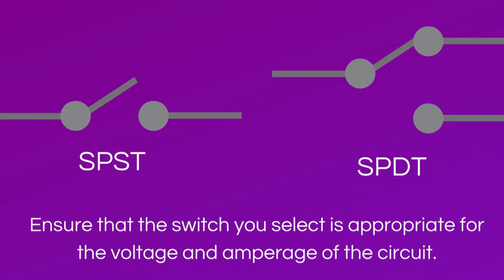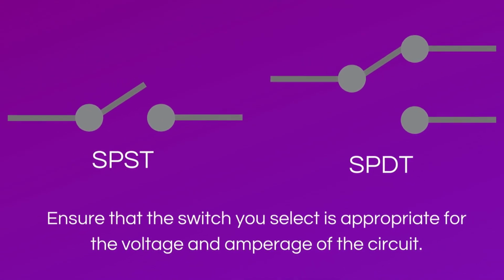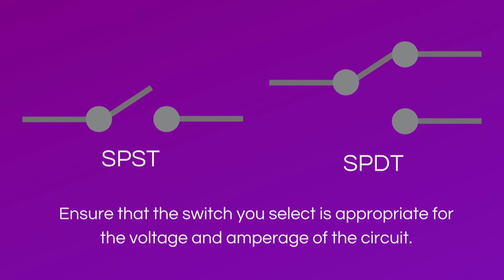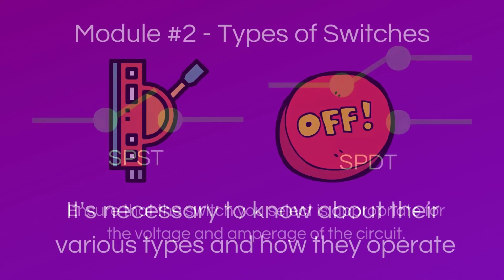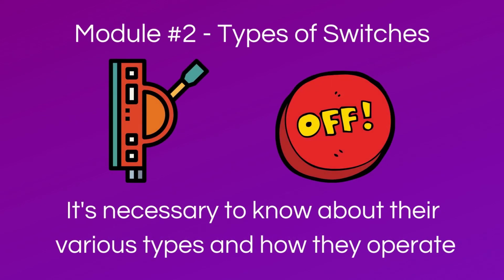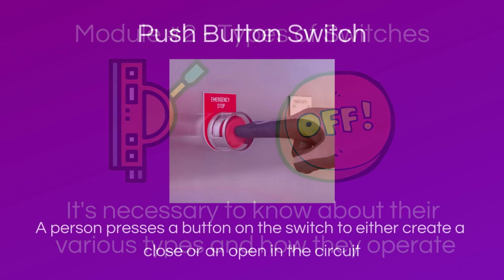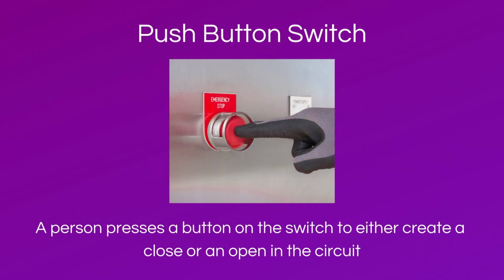As a final note before moving to Module 2, ensure that the switch you select is appropriate for the voltage and amperage of the circuit. It's not just enough to know the pole and throw requirements of switches. It's also necessary to know about their various types and how they operate. The first type of switch we will discuss is the push-button switch.